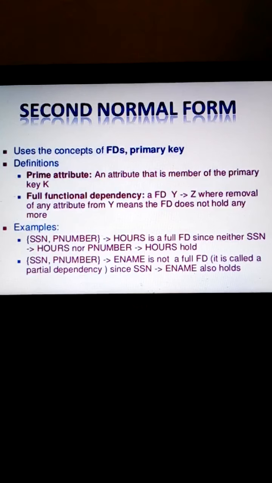Here in the next example, SSN and P number in combined form finding E name is not a full functional dependency. It is called a partial functional dependency.